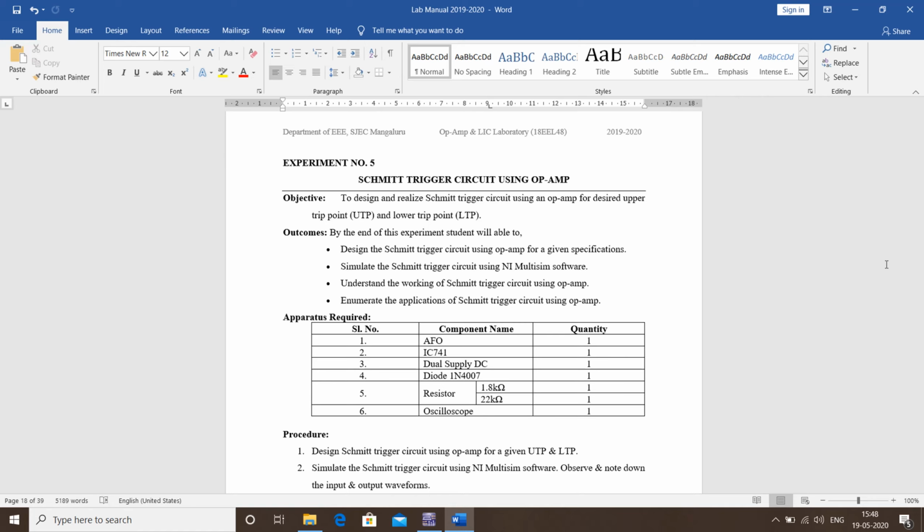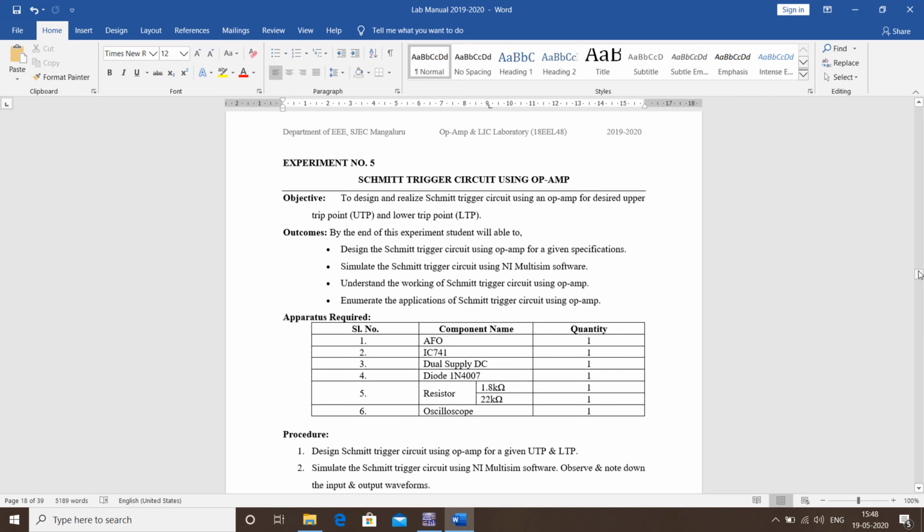In our theory part, we have studied the theoretical analysis of Schmitt trigger circuit for different UTP and same LTP, as well as different UTP and LTP levels. In this session, we will be taking one circuit, designing it, and then practically simulating using Multisim software.